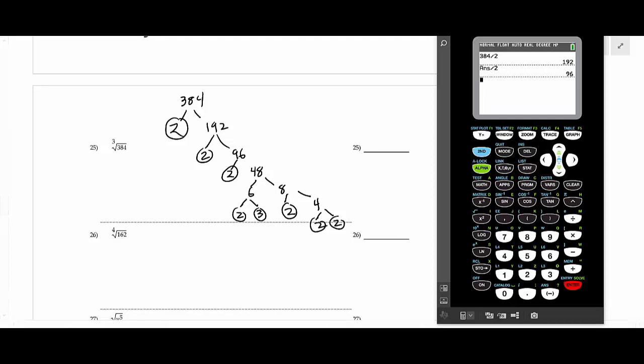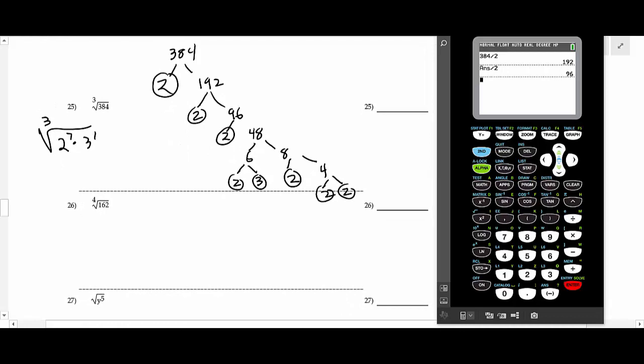You can do it this way if you want to. I recommend you learn it this way because you're not always going to see what number you should use to break this up. Let's count how many 2's we have. 1, 2, 3, 4, 5, 6, 7. So let's go ahead and write this problem as cube root of 2 to the 7th times 3 to the first left over like that. So if you can do your factor tree, then you can get everything broken up.